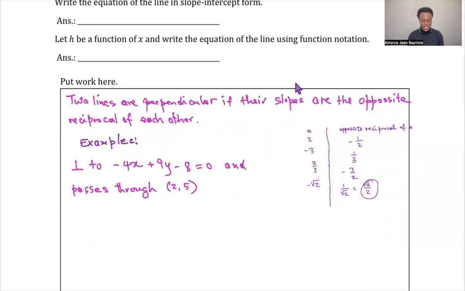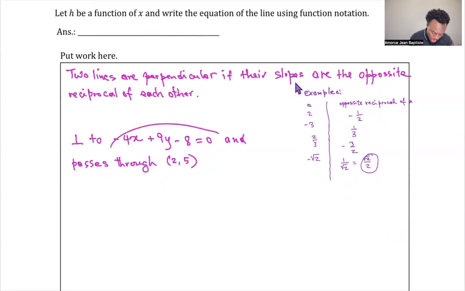Now we need to find the slope of this line and its opposite reciprocal to get the slope of the line that we are solving for, right? So let's go ahead and write this in slope-intercept form to get the slope. So we're gonna solve this equation for y. So let's add 4x on both sides. Obviously we're gonna add 8 on both sides as well.